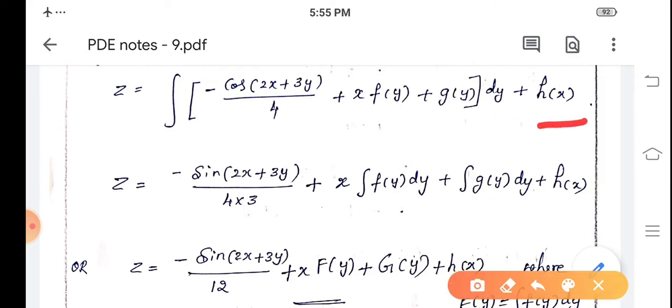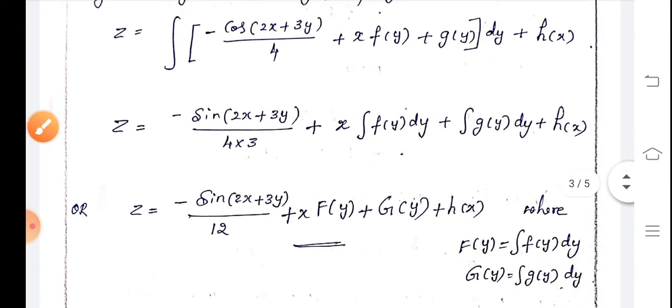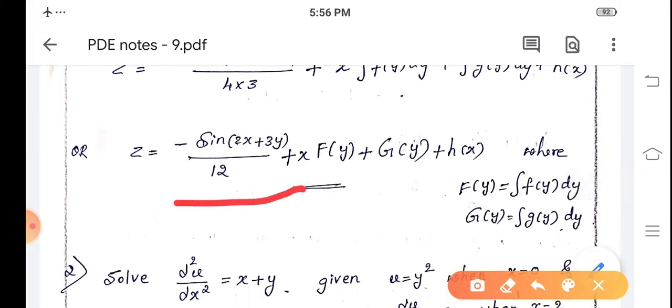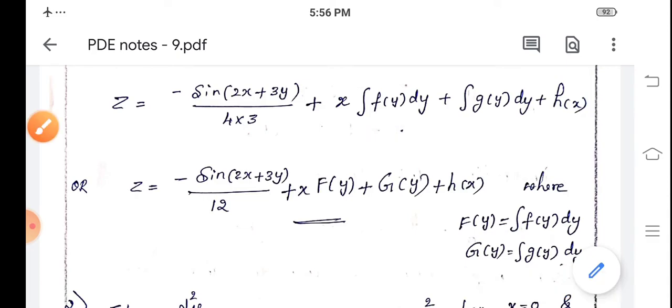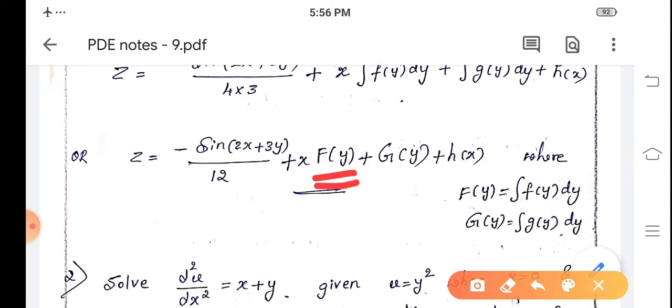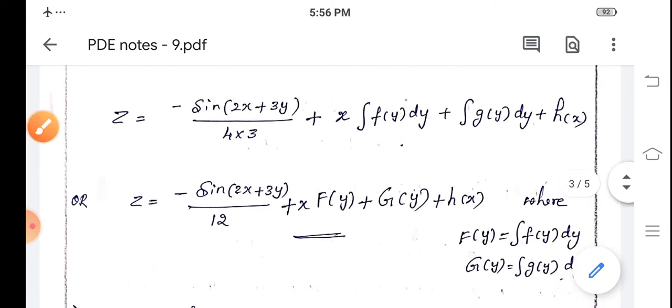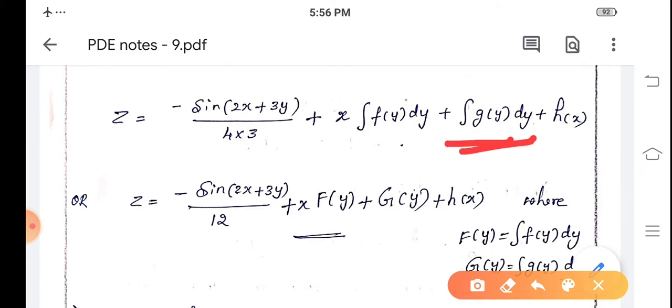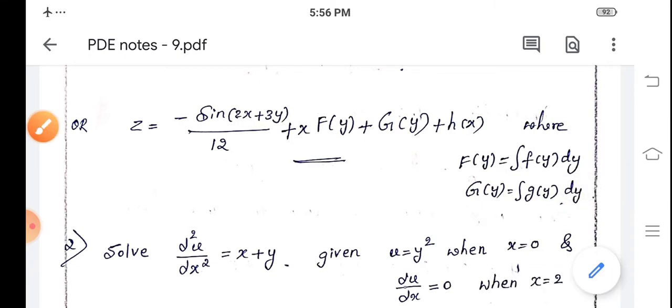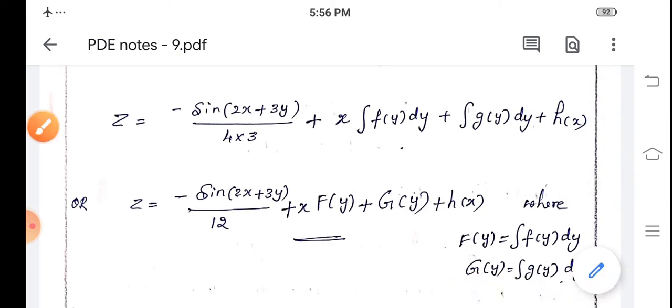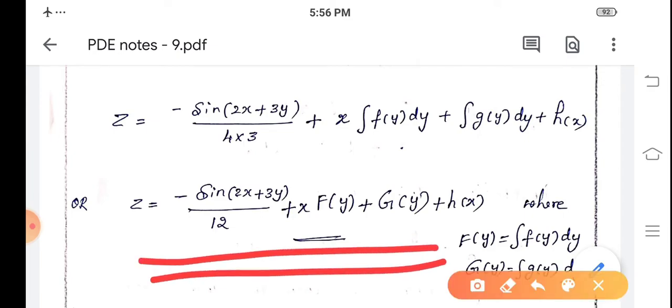Then plus next h(x), or we write it as z is equal to minus sin(2x + 3y) divided by 12 plus next we have x into integration of f(y) dy. So I will take it as x into F(y), where F(y) is the integration of f(y) with respect to y, and next integration of g(y) dy, I will write it as G(y), where G(y) is the integration of g(y) with respect to y, plus h(x). So this is the solution of the given non-homogeneous partial differential equation.